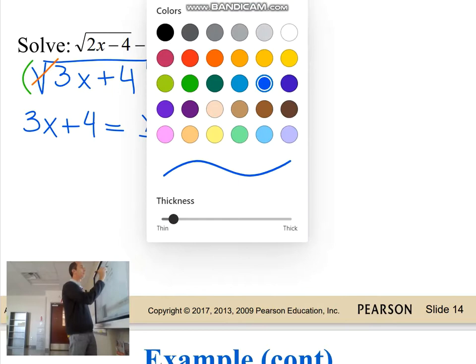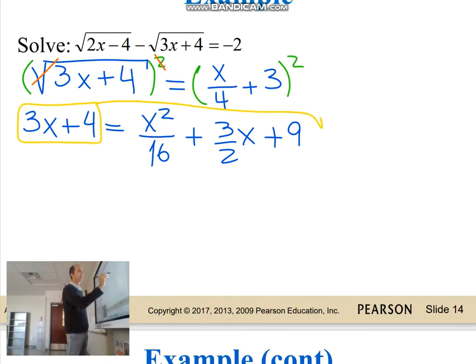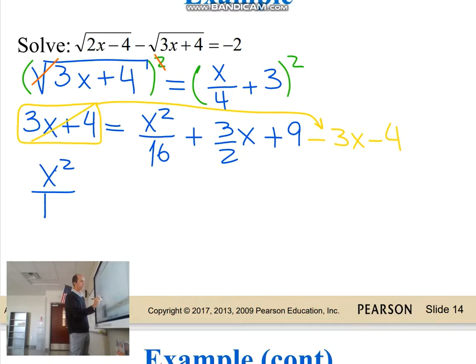Let's move all this to the other side. I mean, apply the addition property of equality, and we will subtract 3x plus 4 from both sides, right? And we have as a result, keep this, x squared over 16 plus 3 over 2x minus 3x is going to be negative 3 over 2x, right? And 9 minus 4 is positive 5, equals 0.